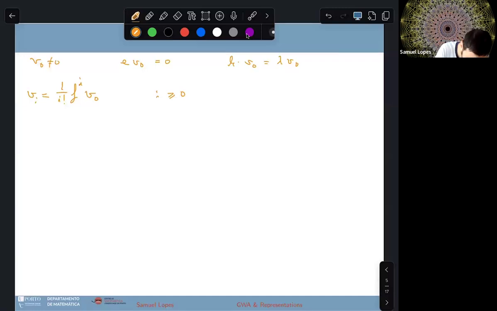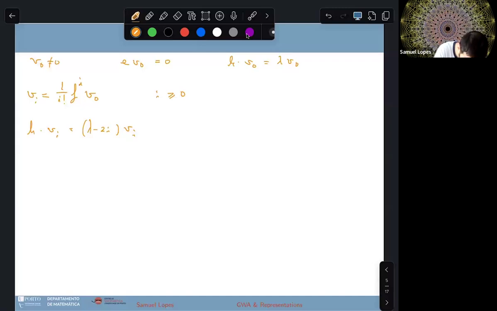So I know how h acts on v_i, because every time I act with f, I subtract 2 from the eigenvalue. Initially I had an eigenvalue of lambda, I act i times with f, so I subtract 2i. So this is going to be lambda minus 2i times v_i. Excellent, I know how h acts on these vectors.